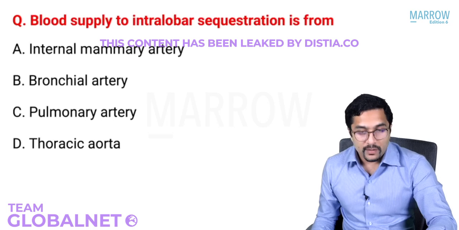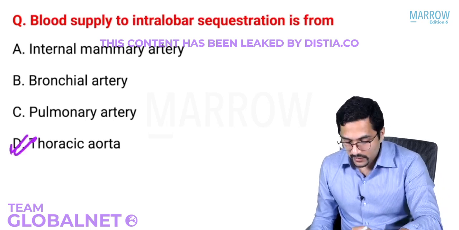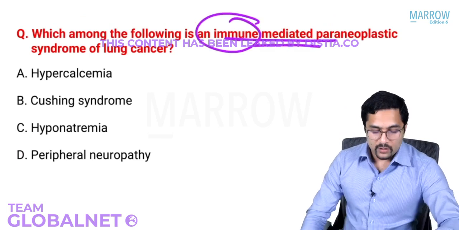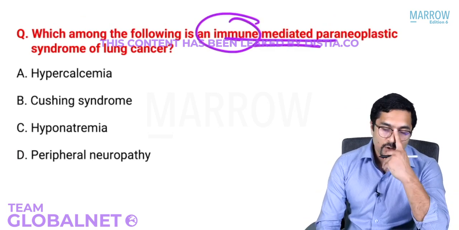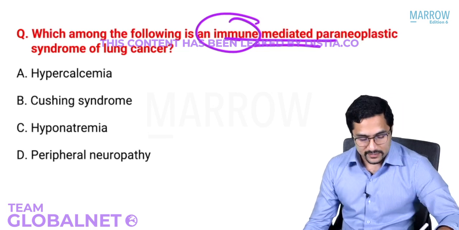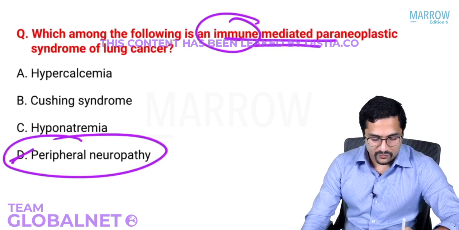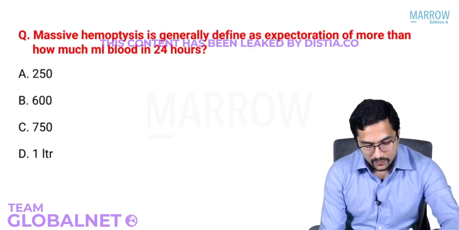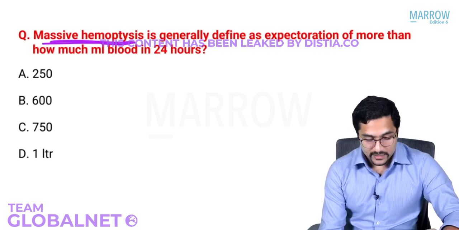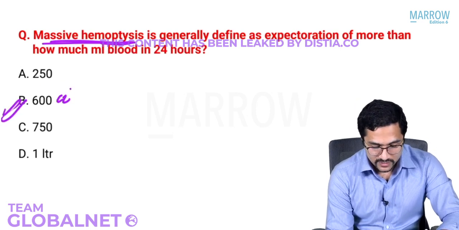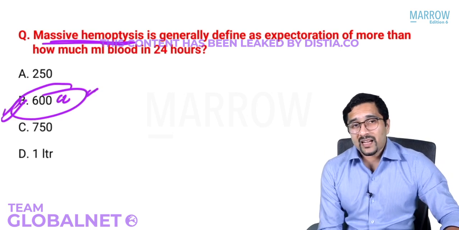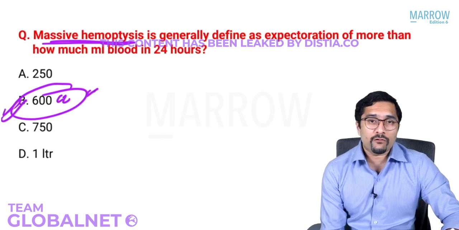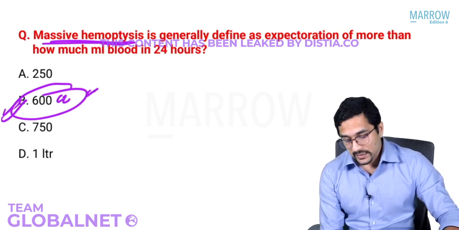Blood supply from intralobar sequestration, I just told you, comes from the thoracic aorta. Which of the following is an immune-mediated paraneoplastic syndrome? Now, we know that paraneoplastic syndromes are more common in small cell lung cancer, and an immune-mediated one is peripheral neuropathy. Massive hemoptysis is defined as more than 600 cc of blood in 24 hours. This mainly occurs because of tumors and secondary to cavities which can form in tuberculosis as well.